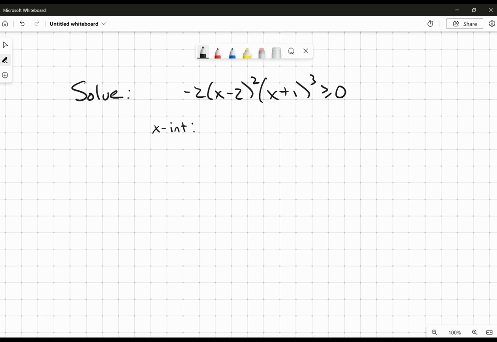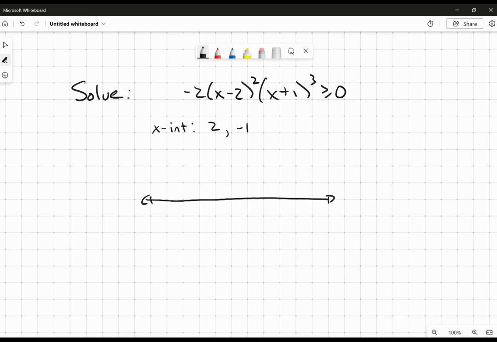So I can tell you right now that if I look at this function, negative 2 times x minus 2 squared times x plus 1 cubed, I know that my x-intercepts are going to be where x is equal to positive 2 or negative 1. That actually allows me to do a really quick sketch of this, and then from there, I can interpret the inequality.